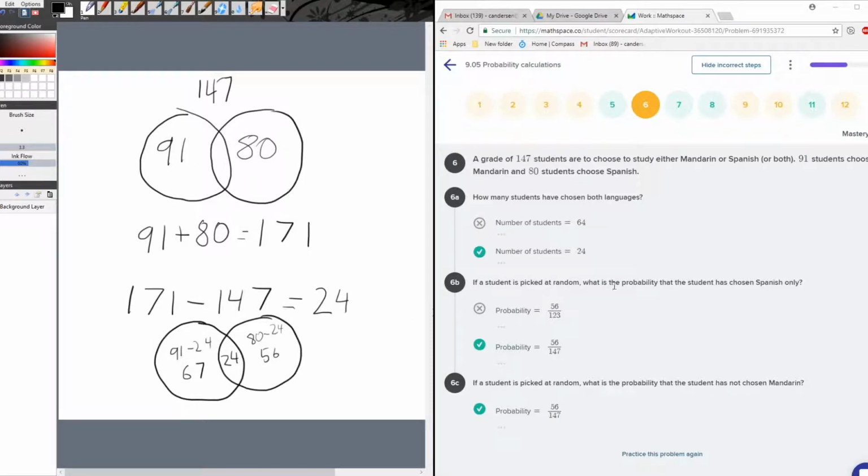If a student is picked at random, what's the probability that they only chose Spanish? Well, this one over here was my Spanish. So 56 out of 147. Now, this question here has said, what is the probability that they have not chosen Mandarin? So this circle over here was our Mandarin circle.